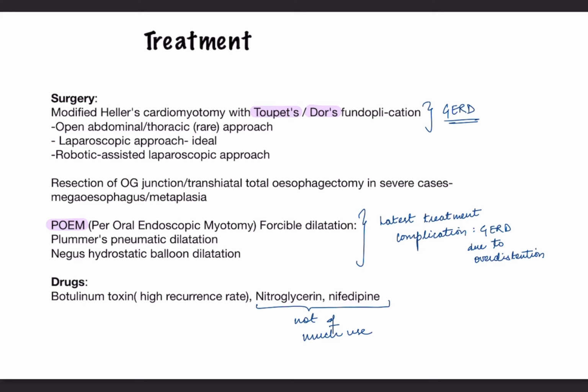So the treatment of Achalasia cardia is, we do the following surgeries, that is modified Heller's cardiomyotomy with Toupet or Dor's fundoplication. GERD is the common complication in this. It can be done with open abdominal or thoracic approach, laparoscopic approach, which is considered ideal, or robotic assisted laparoscopic approach. Also, we can do resection of the GE junction or transhiatal total esophagectomy in severe cases like megaesophagus and metaplasia. But the latest treatment we prefer is POEM, that is per oral endoscopic myotomy.